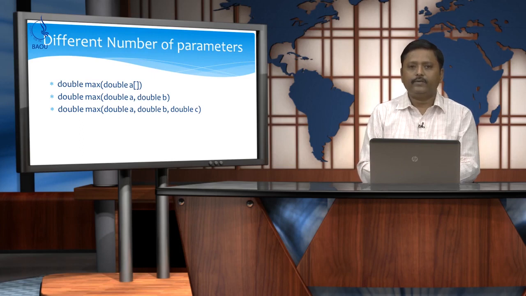Here it is very easy for the compiler to check. If I provide an array as the argument, it will execute the first. If I provide two double values, it will execute the second definition, and if I provide three arguments of type double, then it executes the third definition. So, this is the first case, where the number of parameters is different.